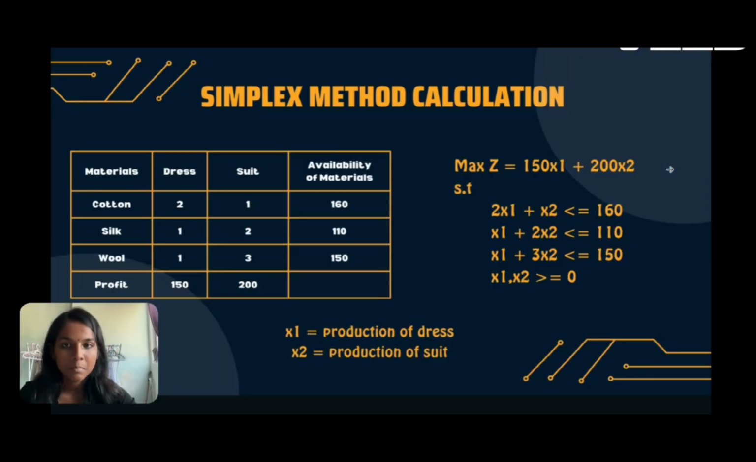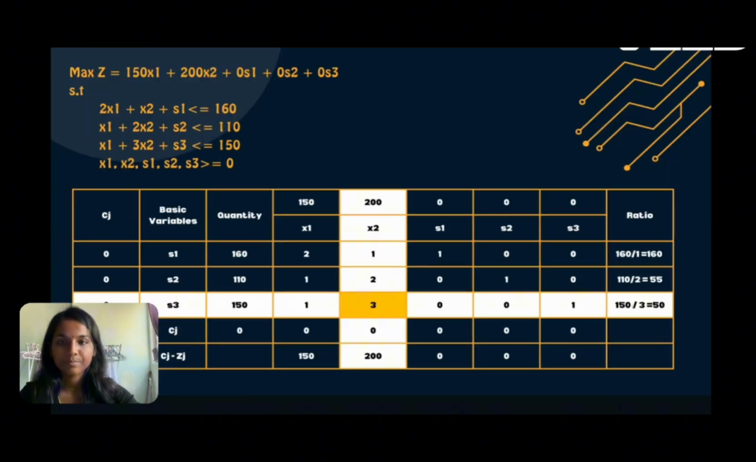Today I'll discuss the simplex method calculation, which is done manually. First, we need to create a table based on the question given. From the table, we need to find the objective function, constraints, and also the decision variables. The objective function for this question is maximize z equals 150x1 plus 200x2. And the constraints are 2x1 plus x2 less than or equal to 160, x1 plus 2x2 less than or equal to 110, x1 plus 3x2 less than or equal to 150, x1, x2 more than or equal to 0. The decision variables are x1 equals production of dress and x2 equals production of suit. From the objective function and constraints, we need to create a simplex tableau.